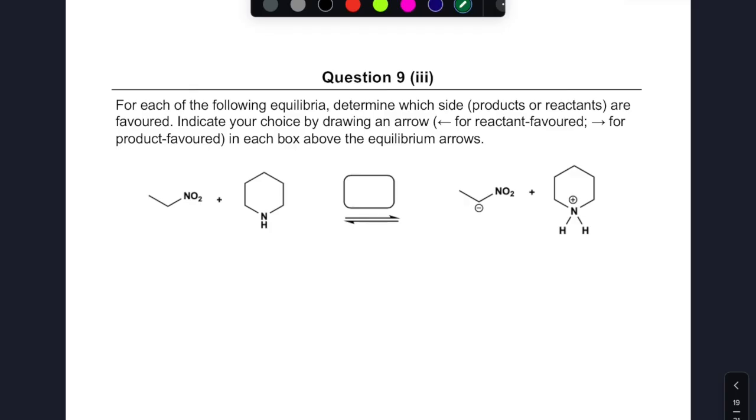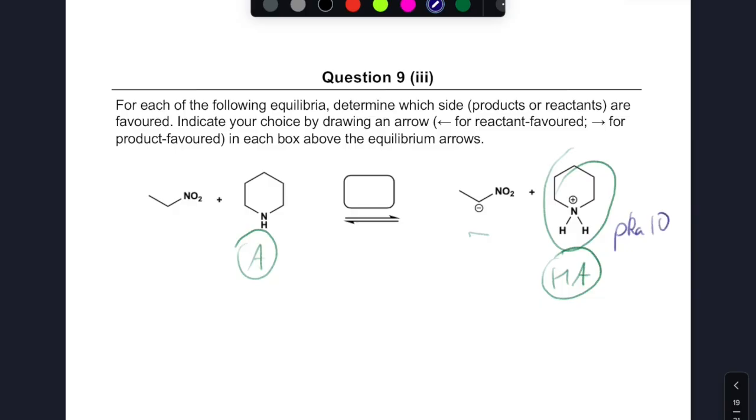Now, for this one, what we're asked to do is look at our species, and yes, you have two charged species over here, but what are the relative pKa's? On this side, this molecule is my acidic species, and this is my conjugate base as a result. If you remember, the relative pKa of something like these is about 10. On the other side, this would be my base, and this is actually my acidic species. So really what I'm doing is evaluating a relative acid-base equilibrium between these two.